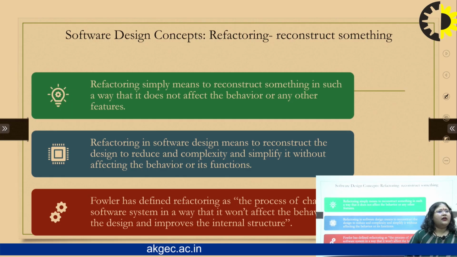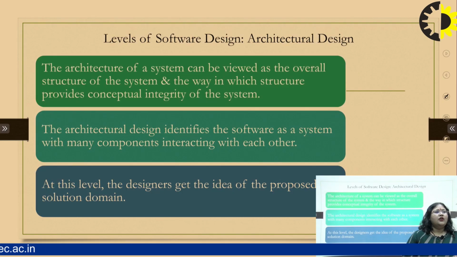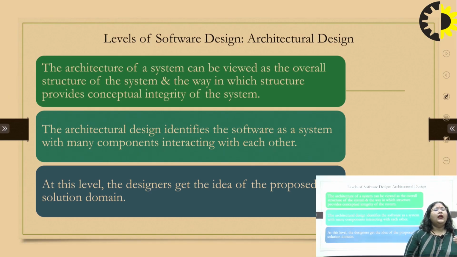So this is the refactoring. Now the levels of design. We have the 3 levels of design: architectural design, high level design, and the detailed design. So what is the architectural design? Architectural design means it identifies a software as a system with a number of components that interact with each other, and how we have to provide the conceptual integrity of the system. So that shows the architectural design.